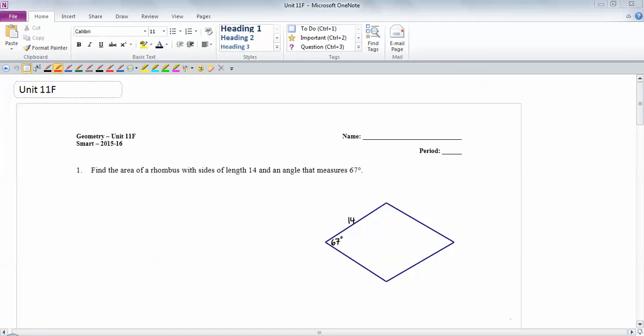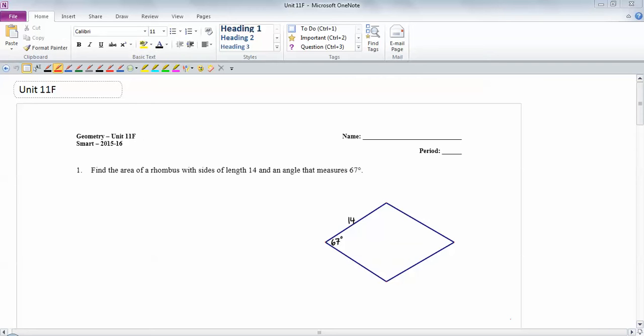Okay, so Unit 11F handout, which was a homework one, and this will be the solutions to all of them. Make a mark of anything that still doesn't make sense after you watch this so that if you have questions, you can still ask them in class.